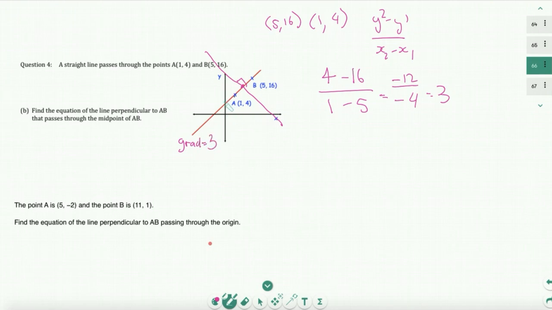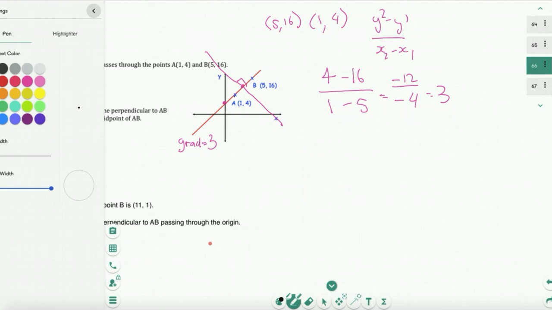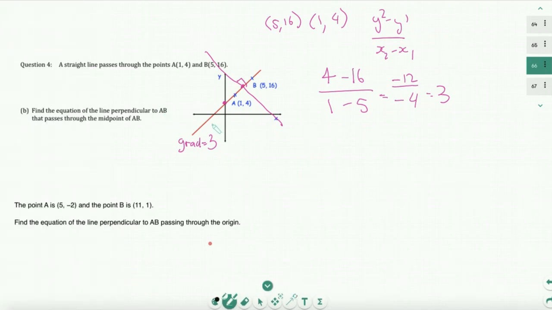And honestly, we don't really care about the y-intercept. We just care about the gradient, because perpendicular lines have negative inverse gradients. So if the gradient of this line is 3, the gradient of our pink line should be the negative inverse of this. Well, 3 as a fraction is 3 over 1, so our gradient will be -1/3. So far we know that our line has an equation of y equals -1/3 x plus c.